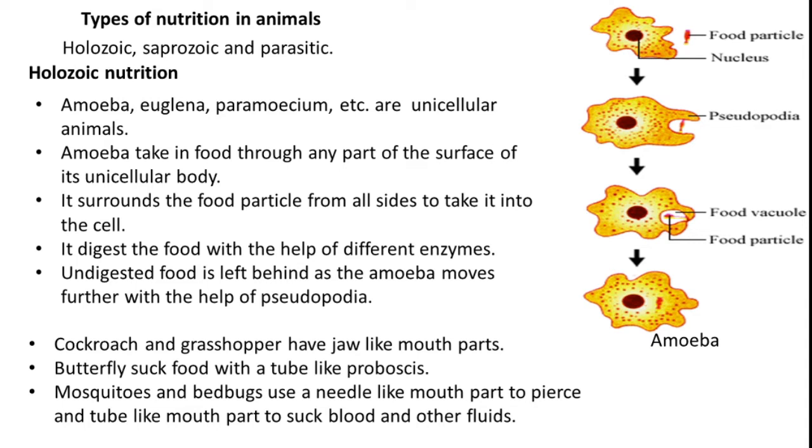Nutrition in animals. So there are mainly three types of nutrition, that is holozoic, saprozoic and parasitic. First one, holozoic nutrition. This type of nutrition is seen in unicellular animals like amoeba, euglena and paramecium. Amoeba takes in food through any part of the surface of its unicellular body. It surrounds the food particle from all sides to take it into the cell.